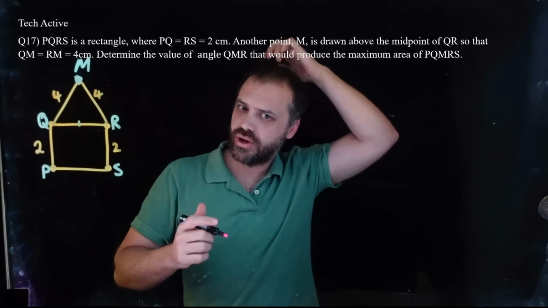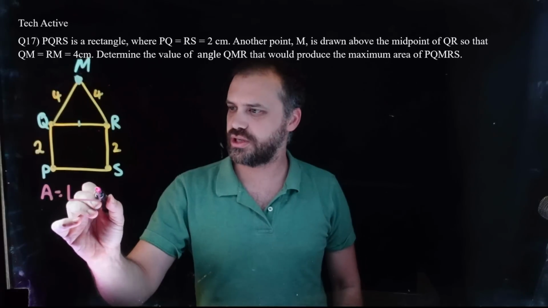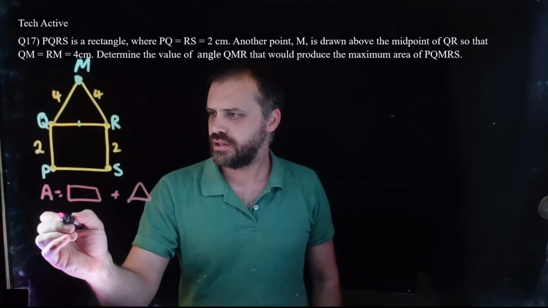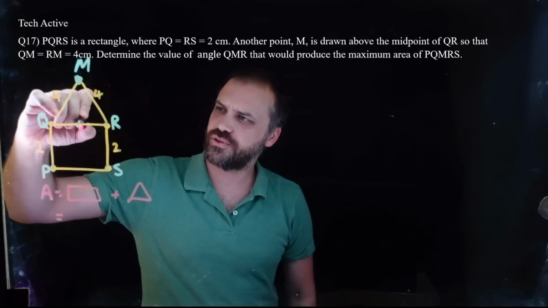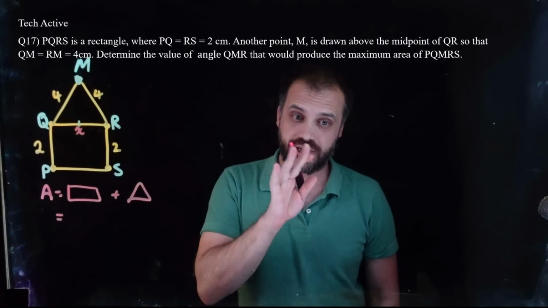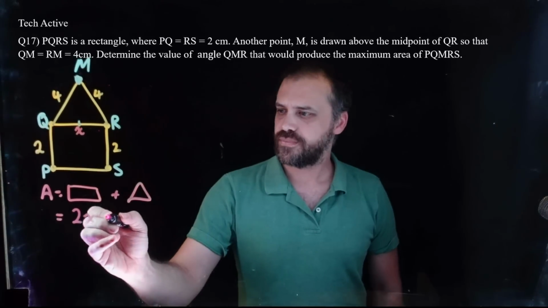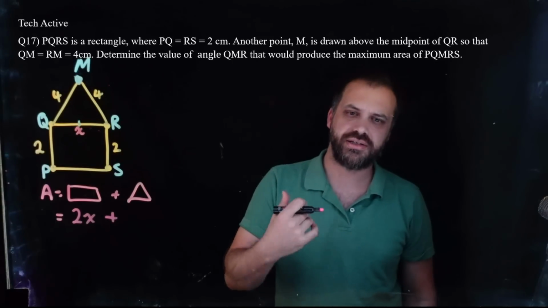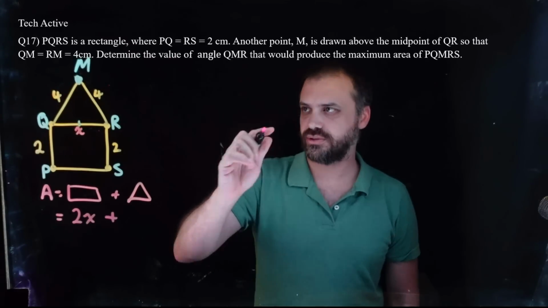All right, area. The area of this shape is obviously equal to the rectangle plus the triangle. Let's come up with a way to talk about the rectangle. It'd be useful if I had a variable here, x. Areas of rectangles, I can handle that: 2x. What about the area of this triangle? We're given a hint here, and it says determine the value of the angle QMR.